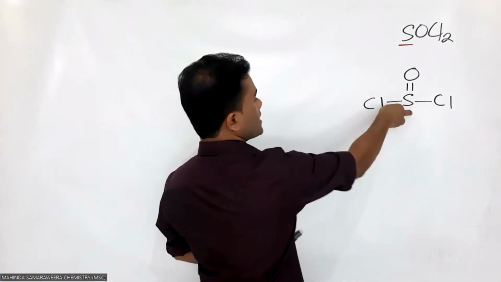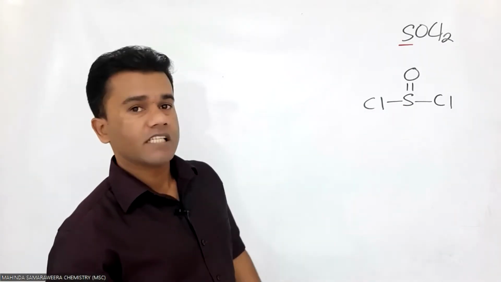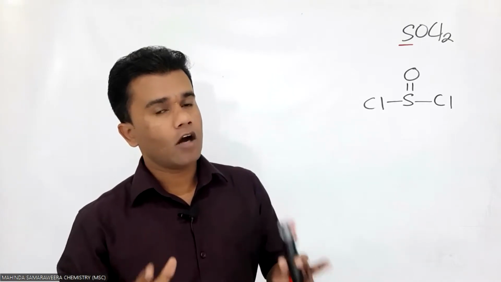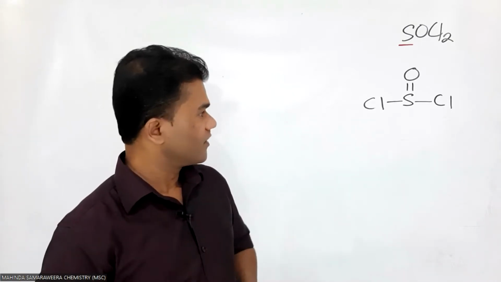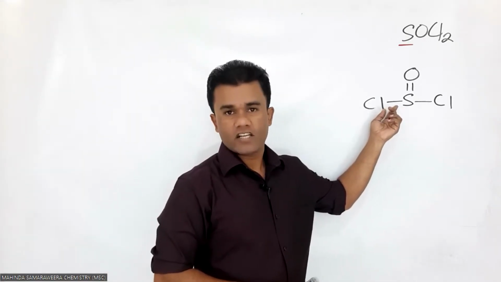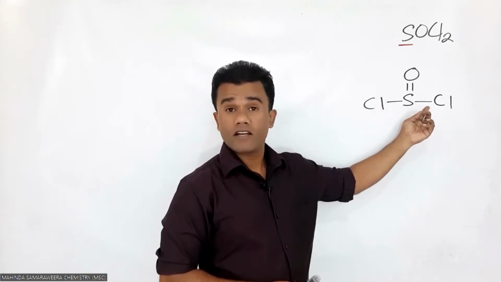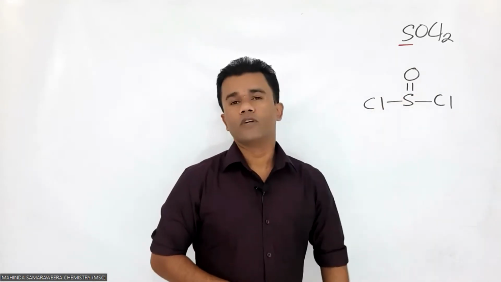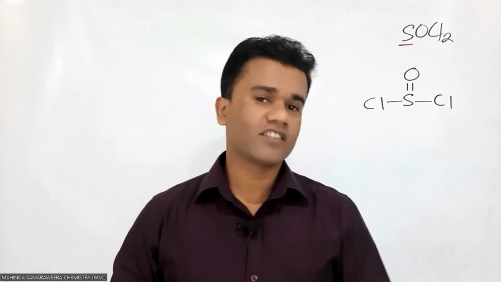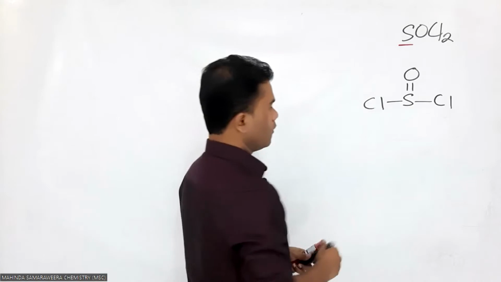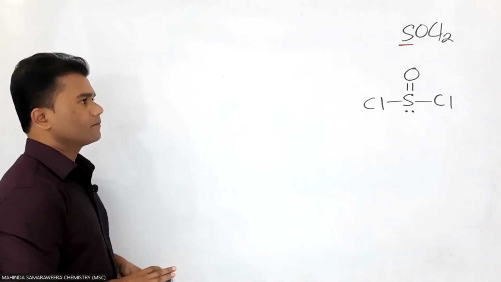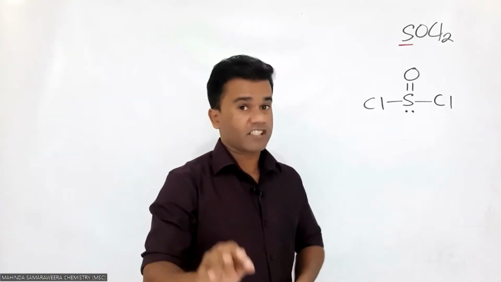Sulfur is group number 16. Therefore, there should be 6 valence electrons around sulfur. But out of 6 valence electrons, how many electrons are involved in the formation of bonds? For each single bond, 1 electron from sulfur. For the double bond, 2 electrons. Then 1, 2, 3, 4. Out of 6, 4 electrons are involved in bonding. Then 6 minus 4, 2 remain, which means 1 lone pair is there. That is the first thing we have to do.